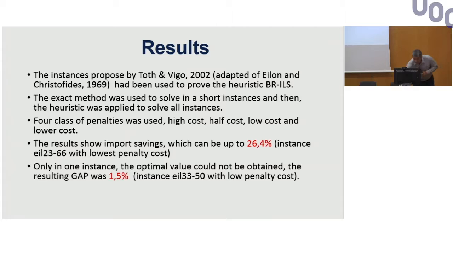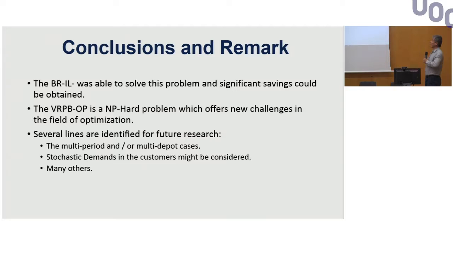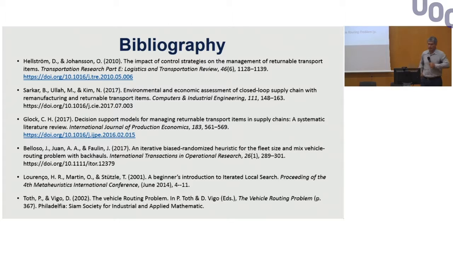Finally, conclusion: the biased randomization iterative local search was able to solve the problem and significant savings can be obtained. The VRP with optional pickup is an NP-hard problem which offers new challenges in the field of optimization. Several lines are identified for future research. For example, multi-period or multi-depot cases, stochastic demands of the customers might be considered, and many others. Thank you for your attention. This is the bibliography.